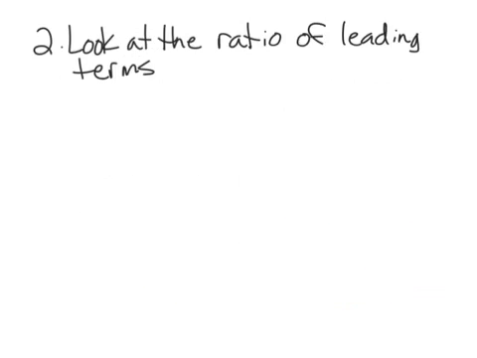Now instead of doing this numerically, there is another way to do this intuitively. You're basically going to look at the ratio of the leading terms. My rational function is a ratio of two polynomials, so I want the highest degree term in the numerator over the highest degree term in the denominator. And we're going to look at the degree of the numerator and the denominator, and there are 3 cases here.